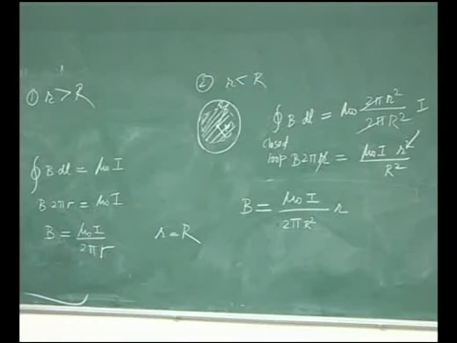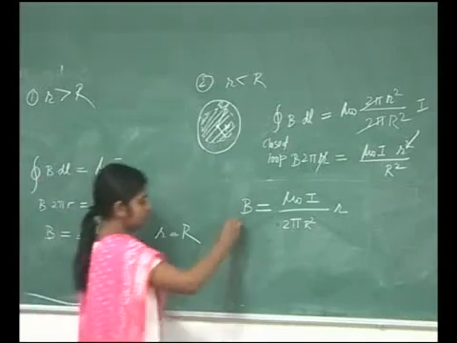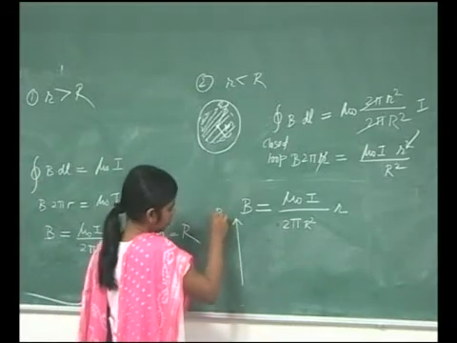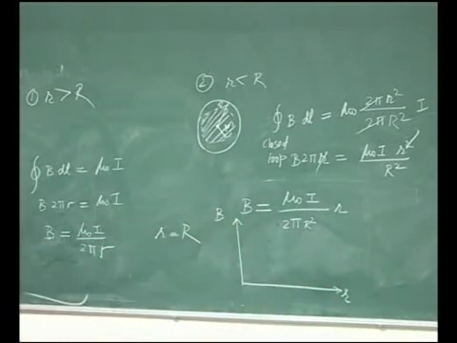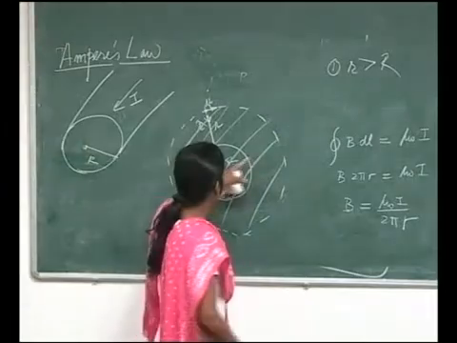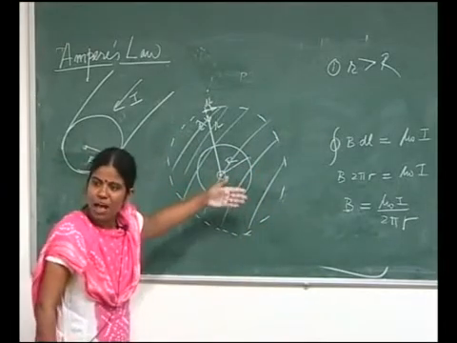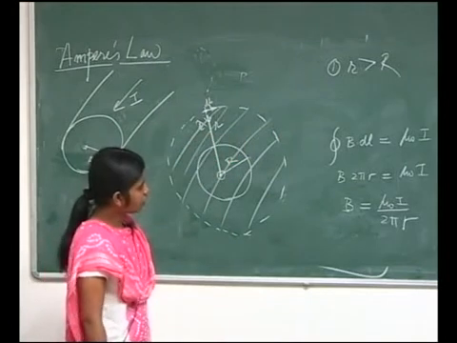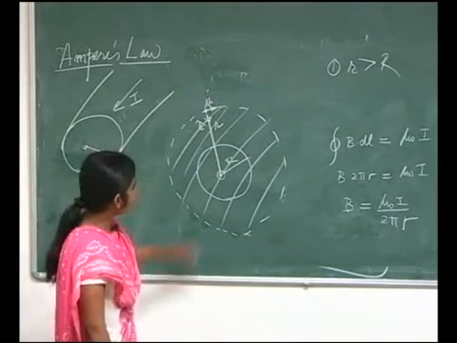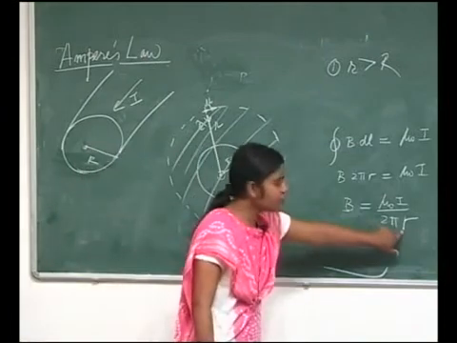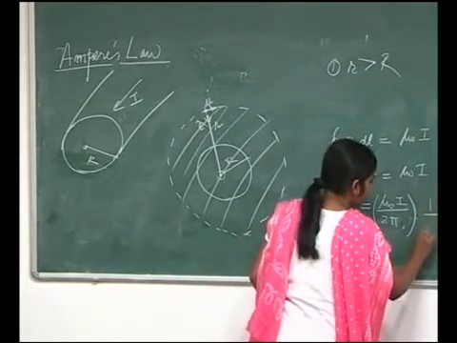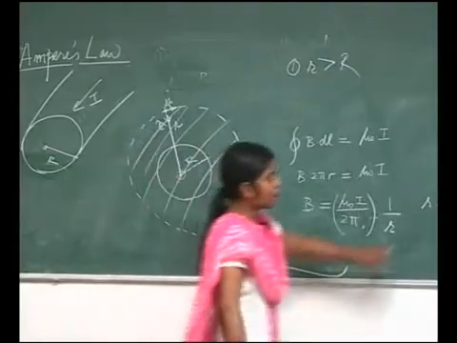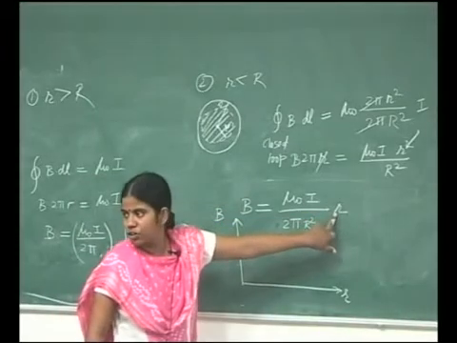that if I plot B versus small r, you will see here that when I am outside, what is happening? When I am outside, my field is inversely proportional to R. I can write this as mu 0 I upon 2 pi into 1 by R. But when I am inside, my field is linearly proportional to R.